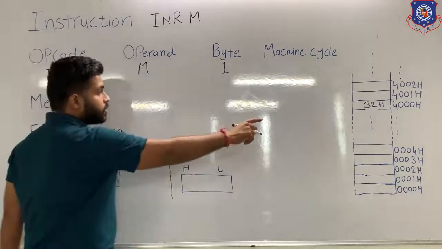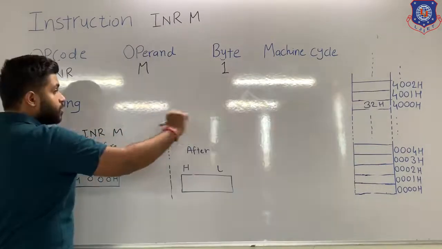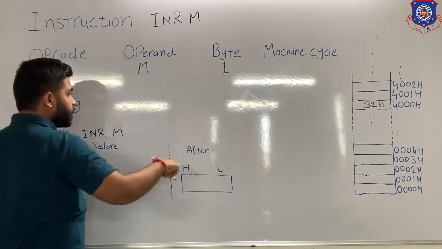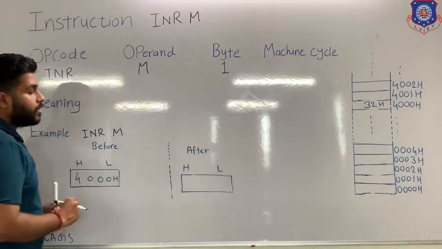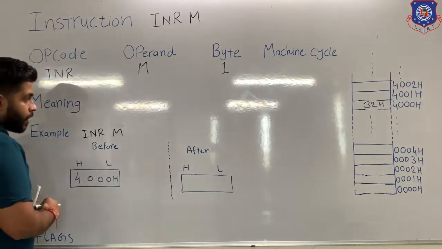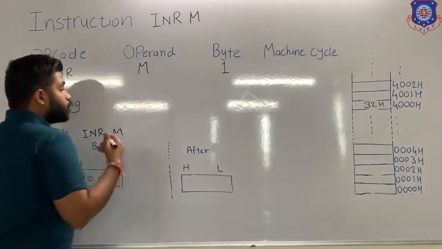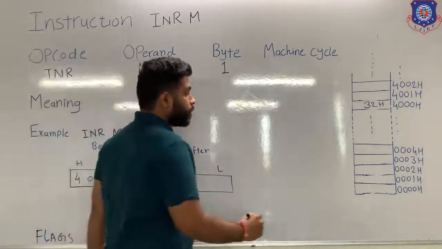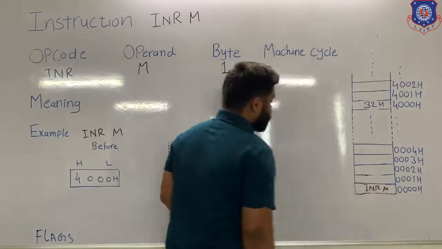In the 4000 H, which data is present? 32 H. When this instruction is executed, the 32 H will be incremented, and after being incremented it will be stored in the same memory location. Let's see the whole process of the instruction. This instruction is of 1 byte. So when we give this instruction in the memory, it will occupy only one memory location, that is INR M.